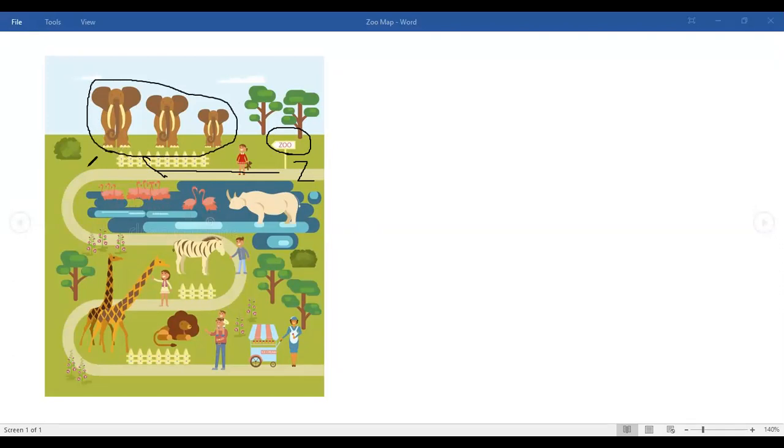What sound do we hear at the beginning of elephant? I hear, and you should hear, the letter E. I am going to make a lowercase e, but you could practice making the uppercase E as well. And then we're going to continue on.